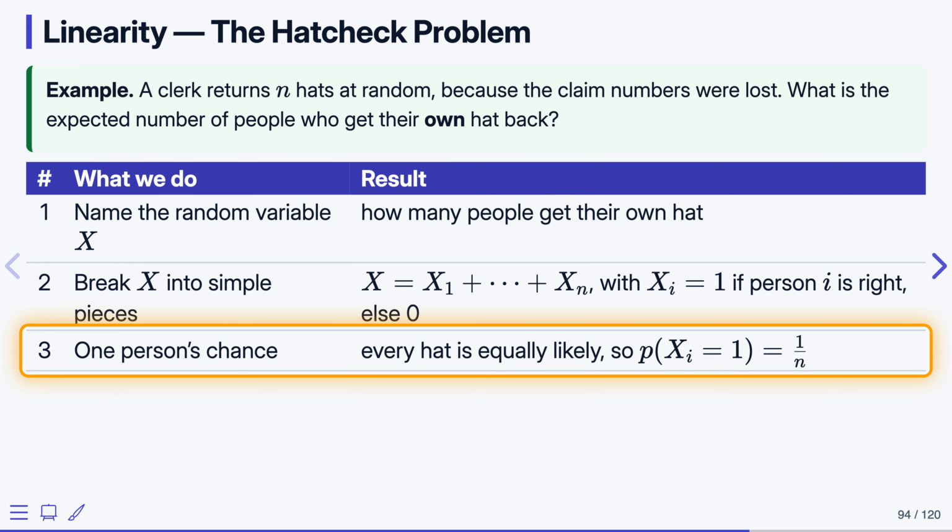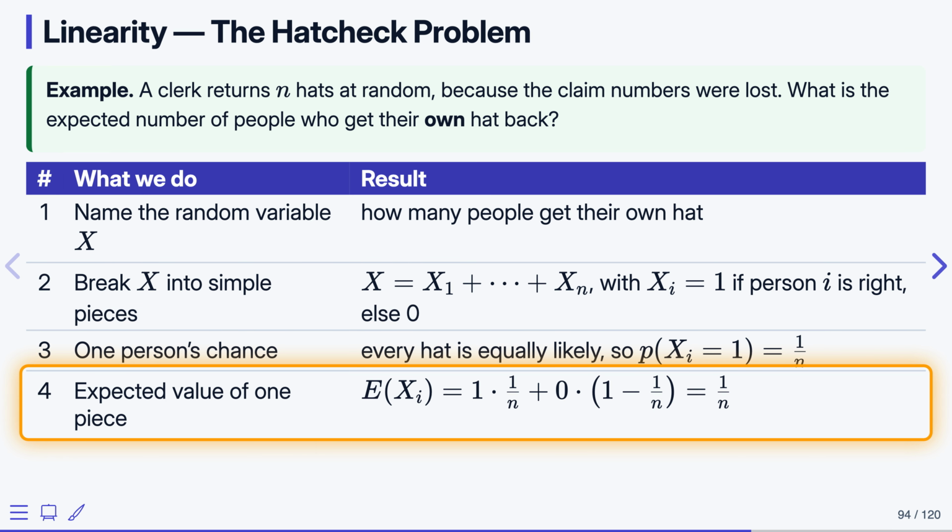Step 3. Each person is equally likely to receive any of the n hats, so the chance of the right one is 1 over n. Step 4. So the expected value of one piece is 1 times 1 over n, plus 0 times the rest, which is 1 over n.